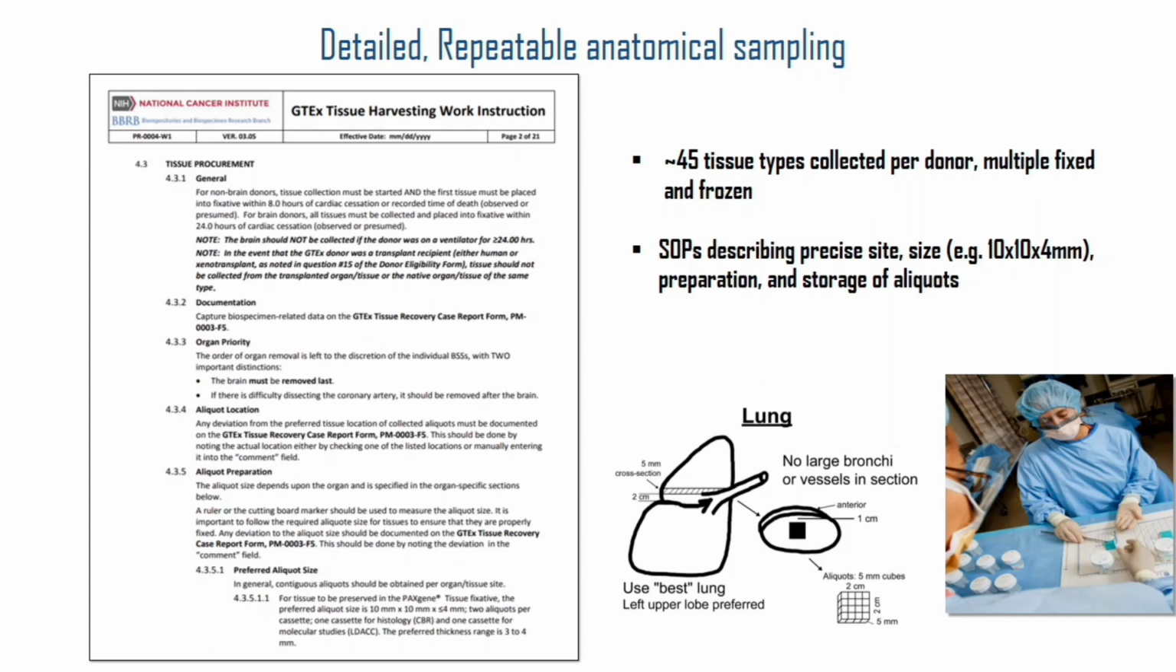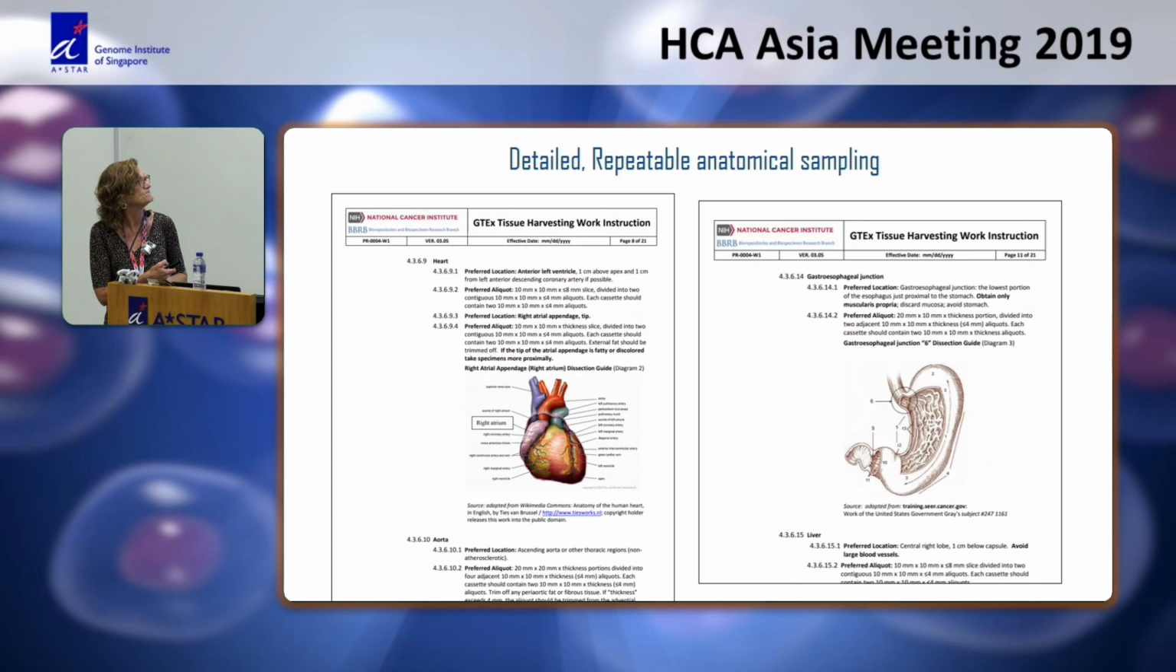This one is on page 2 of 21. They were very detailed about how to prepare the aliquots, what the organ priority was, what location it was. And that's because we were collecting on average about 45 different tissues per donor with multiple different aliquots, some being fixed, some being frozen, and so on. So these SOPs describe the precise size and preparation of the aliquots. And you can see this picture here of the lung where we wanted to get that upper left lobe and that cross section, take that out, and then the size of the tissue. So this is the kind of detail that went into it. And this is just a couple more pages showing other organs. Many of them had detailed text descriptions.